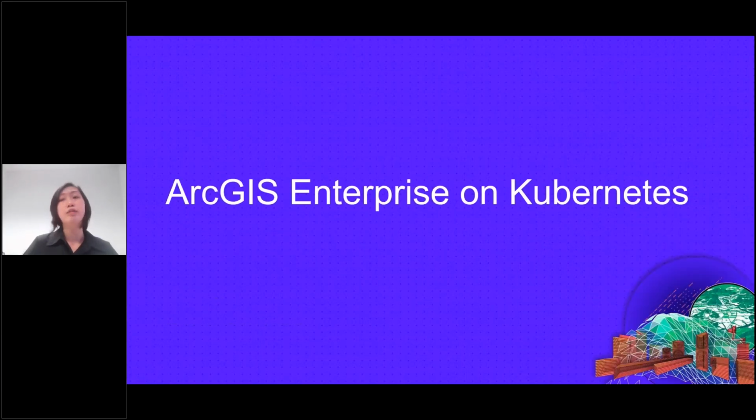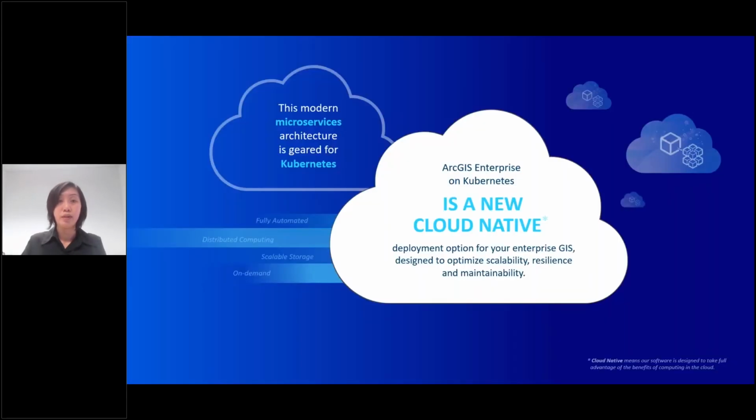I'm going to start with the first on my list, which is ArcGIS Enterprise on Kubernetes. It is a new cloud-native deployment for your enterprise GIS, designed for scalability, resilience, and maintainability. And as you can expect, it can also be fully automated.